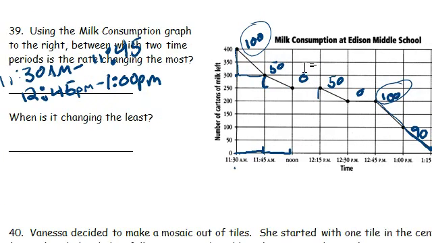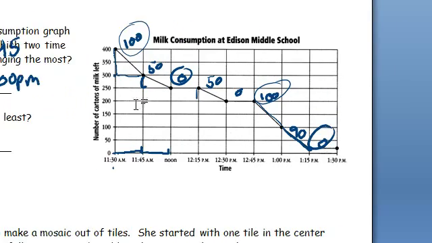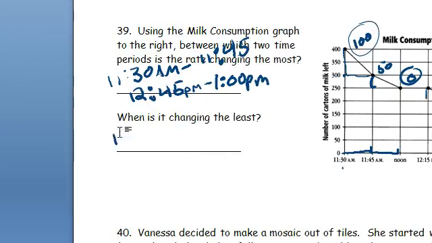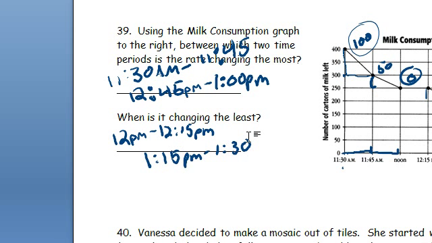When was it changing the least? Well, at all those 0 intervals. So between noon to noon 15. And from 1:15 to 1:30, the end of lunchtime.